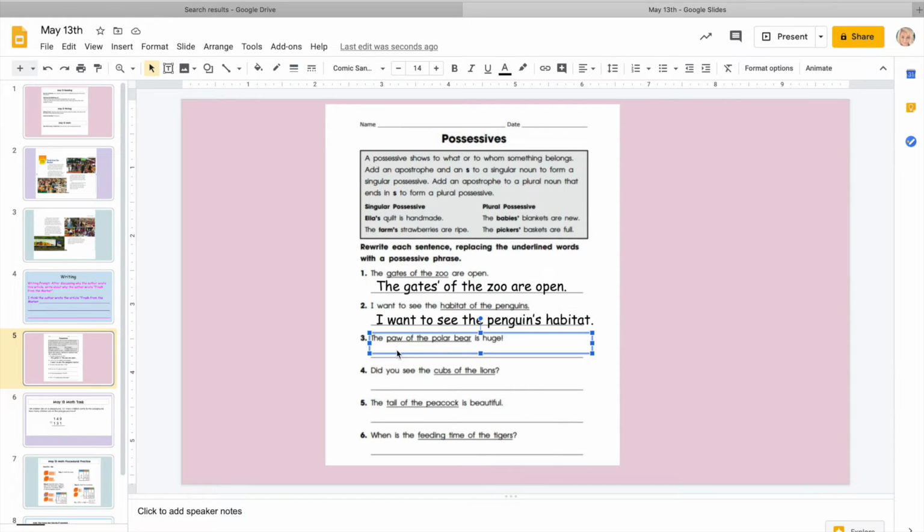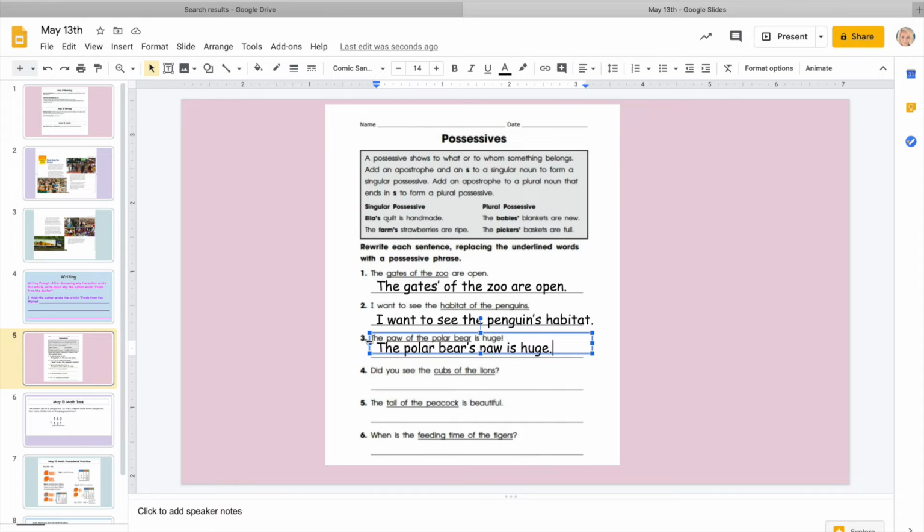So that is going to be an apostrophe S, not S apostrophe. And we're going to fill this in here. The polar bear's paw is huge. Rewriting that using that singular possessive.